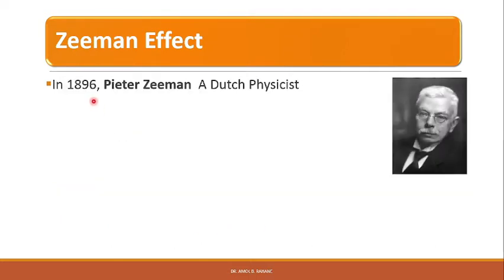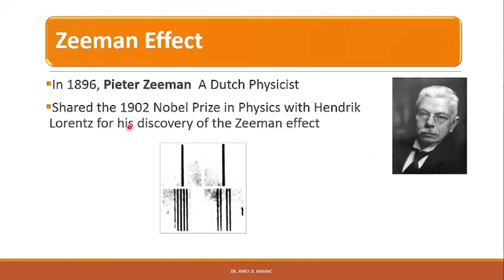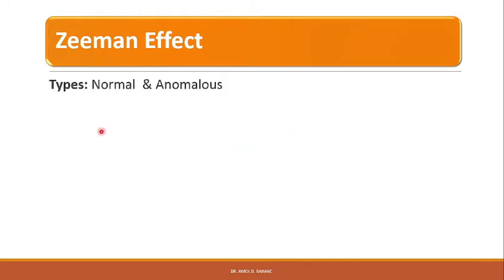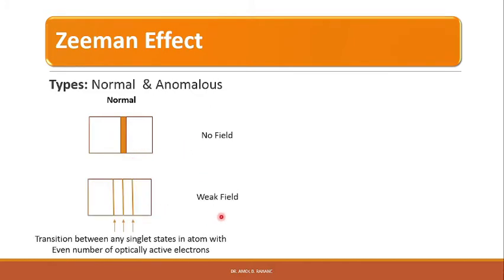So it was discovered in 1896 by the Dutch physicist Peter Zeeman. He shared the 1902 Nobel Prize in Physics with Hendrik Lorentz for his discovery of the Zeeman effect. There are two types of Zeeman effect, that is normal and anomalous Zeeman effect. In the normal Zeeman effect, in the absence of an external magnetic field, only one spectral line can be seen, but when an external weak magnetic field is applied, we can see three different spectral lines.